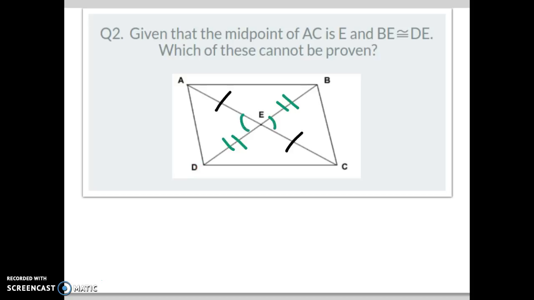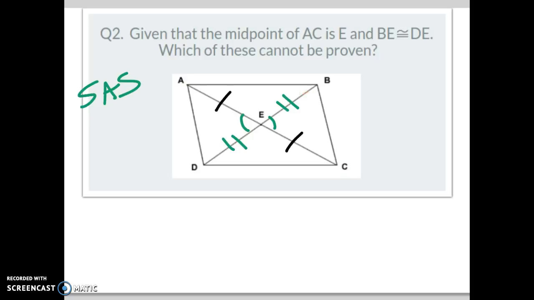The triangle congruency of side, angle, side. I know a side, this side and this side. I know an angle, this angle and this angle. And I know a side, this side and this side. So that means this triangle is congruent to this triangle. But that also means triangle BEA is congruent to triangle DEC. How do we know that?